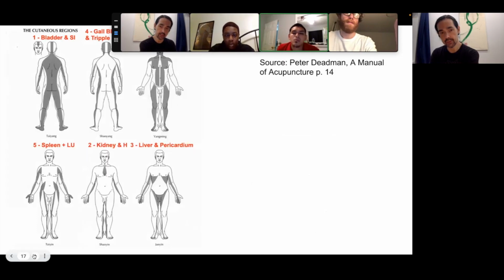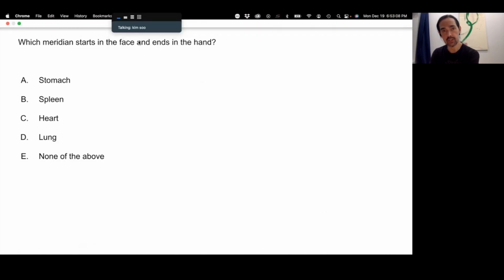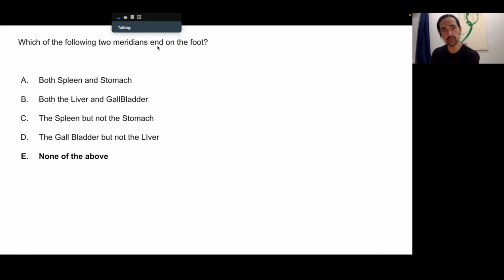All right. So if you see a question like which two meridians end on the foot, and you have a yin and a yang meridian together, you know it's not that answer, because that's not how it works. Yin starts in the foot, the yang starts in the face. So Charday, what about C? Two meridians that end on the foot. Is it the spleen that starts on the foot, but not the stomach? Or is it the gallbladder that starts on the foot, but not the liver? Which one, Charday?